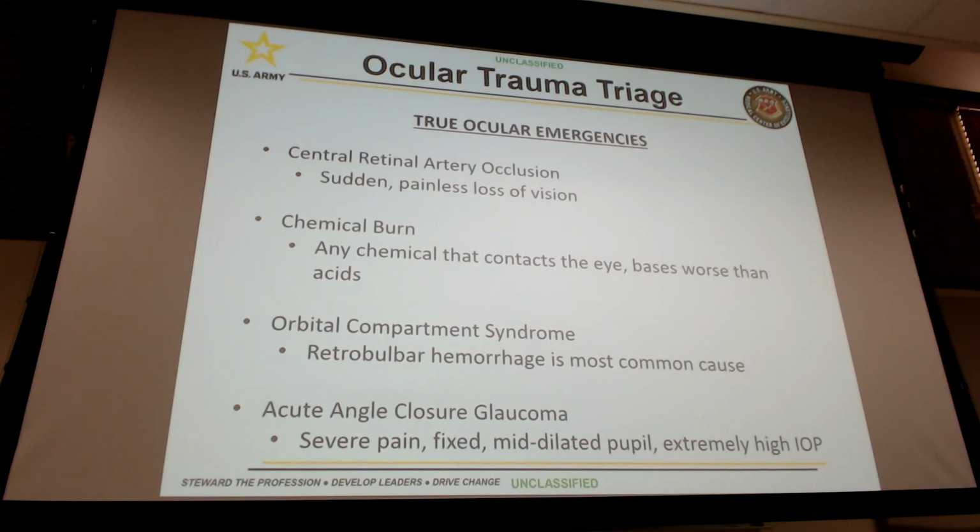Okay. So I've broken down several of the main visual concerning conditions that we've talked about. CRAO, chemical burn, orbital compartment syndrome we kind of went over, and then angle closure glaucoma. Okay. So these are true ocular emergencies, these 4 conditions here. What does that mean? These patients that have any of these conditions listed need to be treated immediately, right away, ASAP. Okay? A lot of times, if a patient has one of these conditions, we don't really do any sort of workup with the patient.